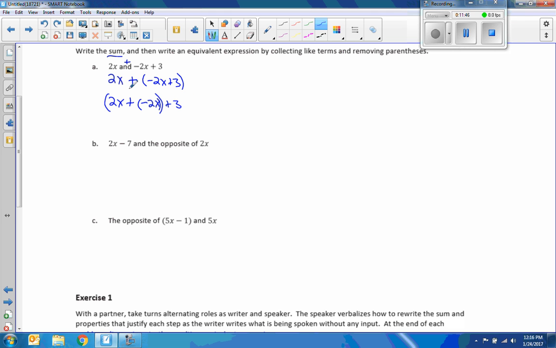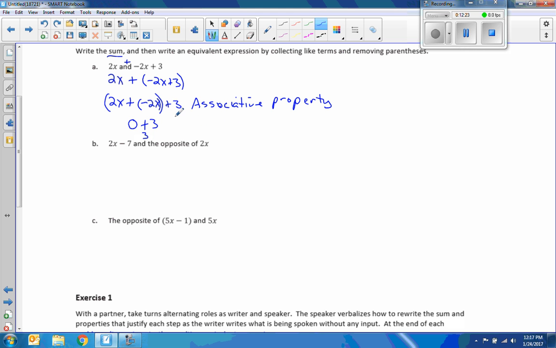And then GEMDAS or PEMDAS says do the grouping first. That's why I say GEMDAS now. And 2x plus a negative 2x is 0 plus 3. And 0 plus 3 is definitely 3. So we have the associative property, the additive inverse. So I'm going to write this. Associative, (0 plus 3) is the additive identity.